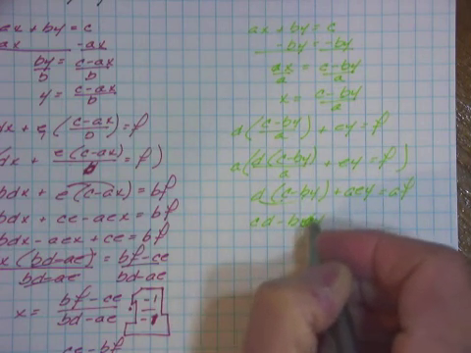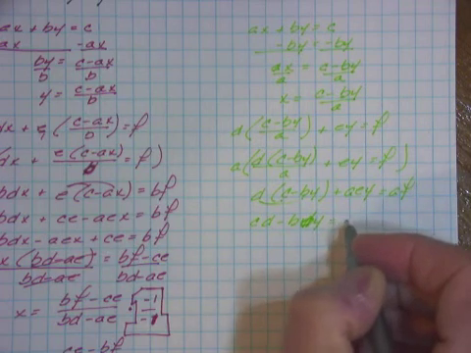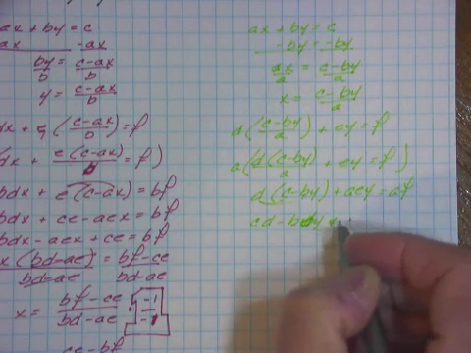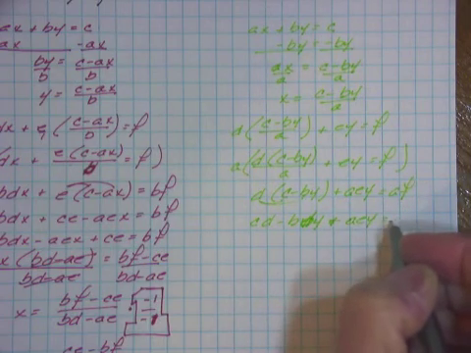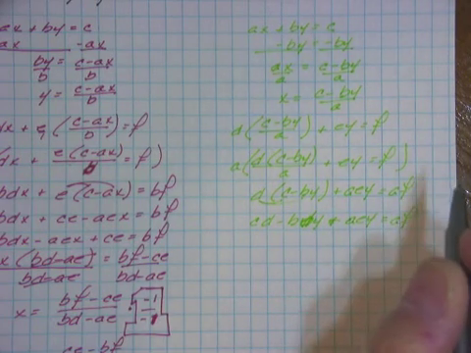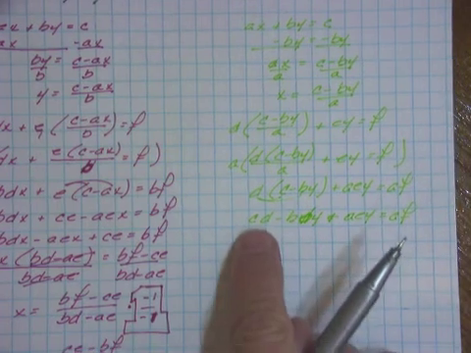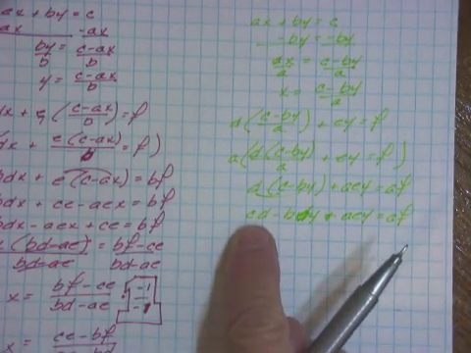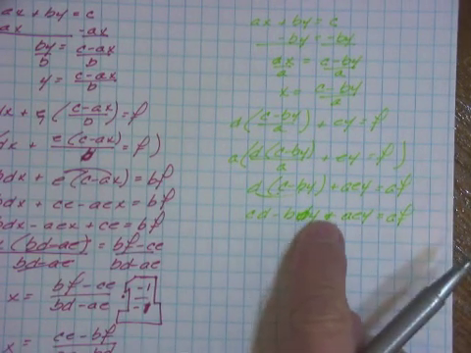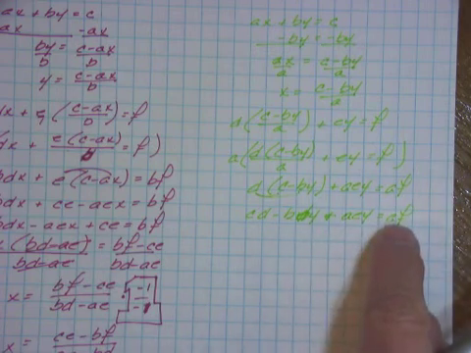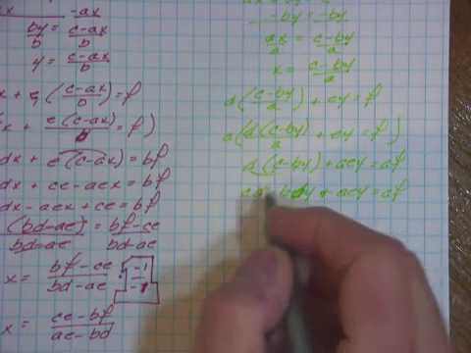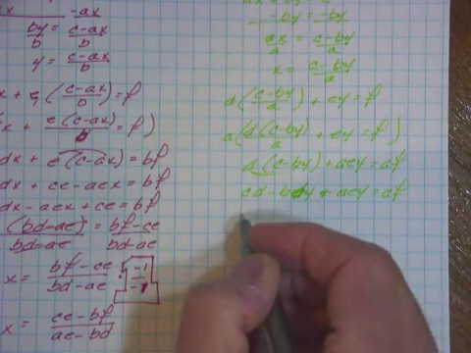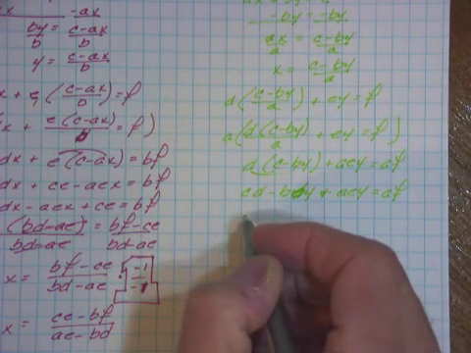Now it's time to distribute the d. So I've got cd minus bdy, that's a d right there, plus aey equals af. Okay, now we're good. Let me read that to you again. It's cd minus bdy plus aey equals af.